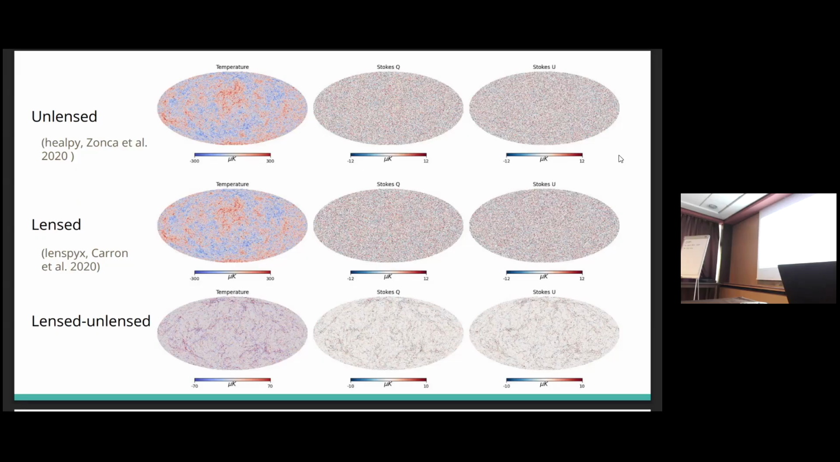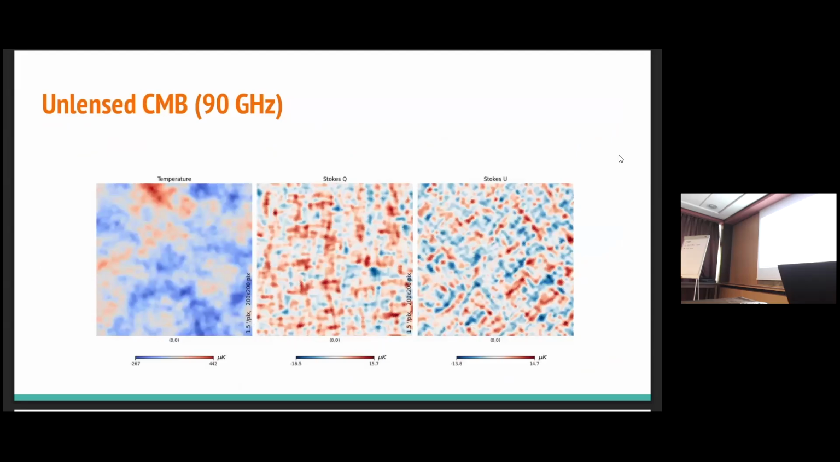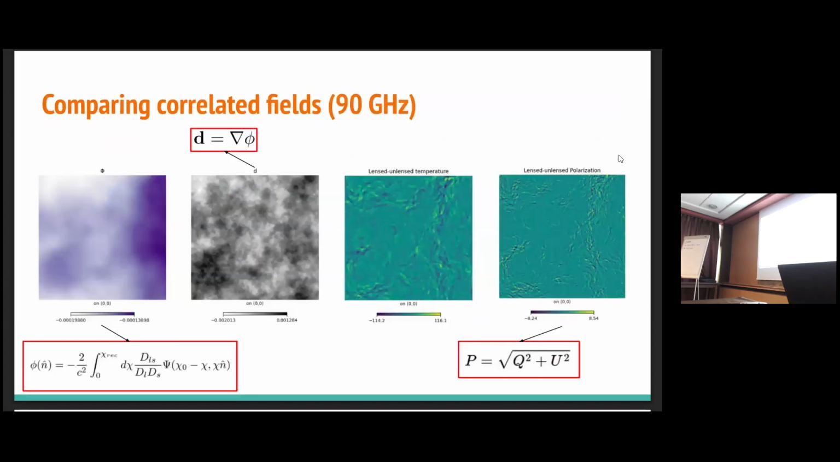Now in the bottom line you can see the difference, lensed minus unlensed. This is the effect of the lensing basically. Now it's difficult to see it from this slide, but the next two give an idea of what happened, this remapping of the fields. And in this slide, you can appreciate the correlations between the different quantities.